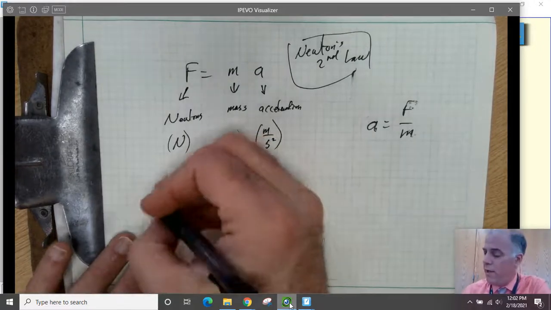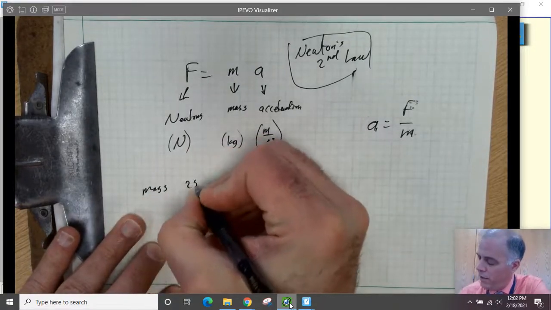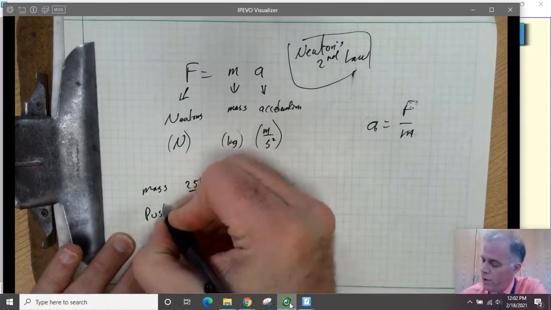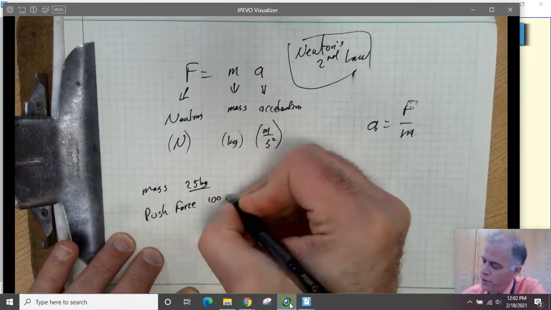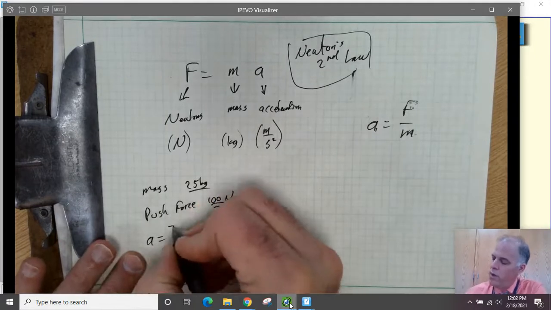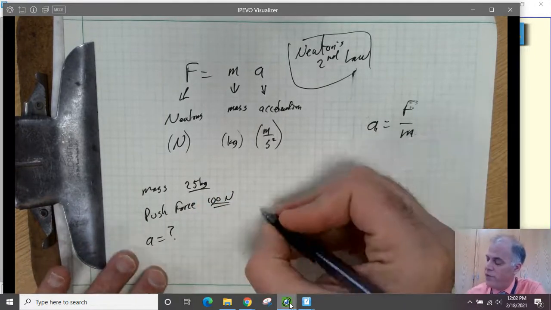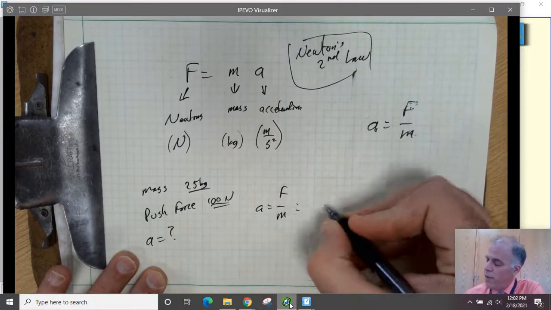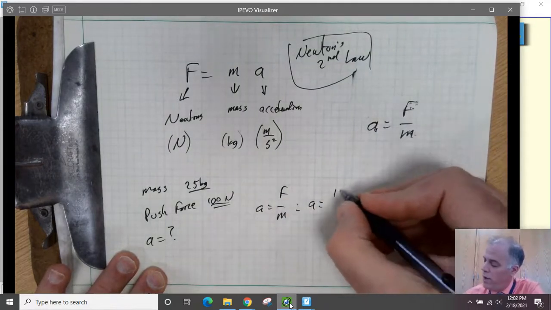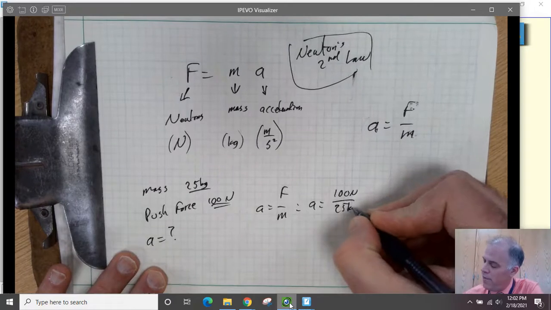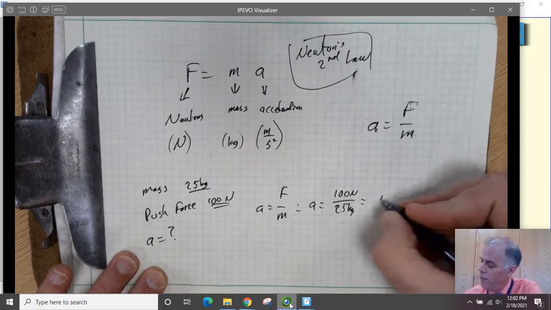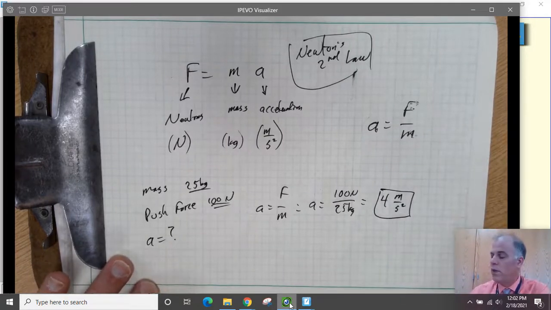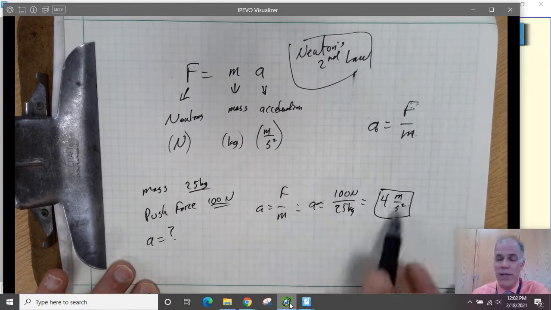Okay, so suppose we have a mass of 25 kilograms, and we push on it with a force of 100 newtons. We want to know what's the acceleration. So acceleration is equal to F divided by M. That's what we see over here. So we get acceleration is equal to 100 newtons divided by 25 kilograms, and we wind up with 4 meters per second squared. That's the answer. So Newton showed that we can plug numbers into this equation and get predictable results.